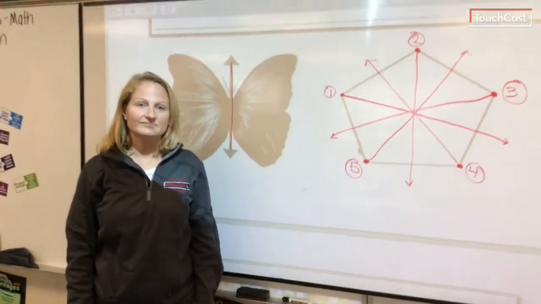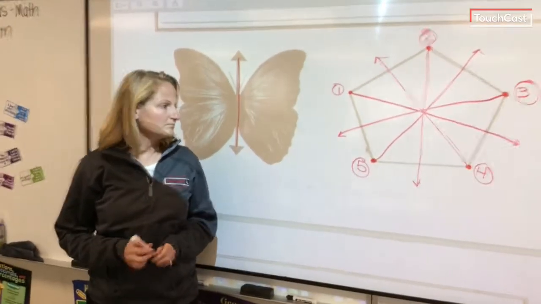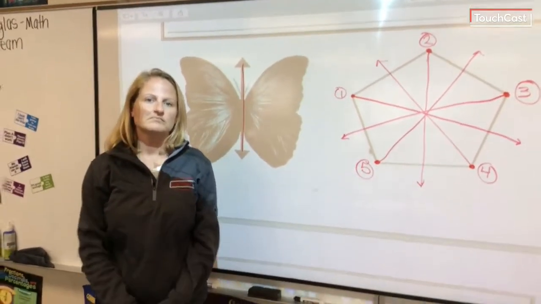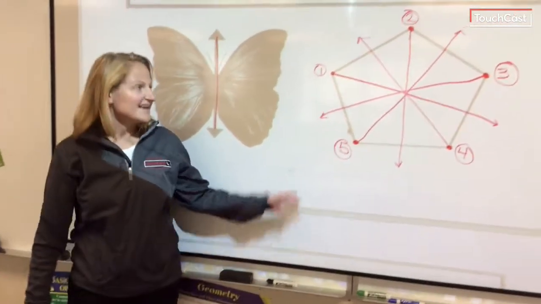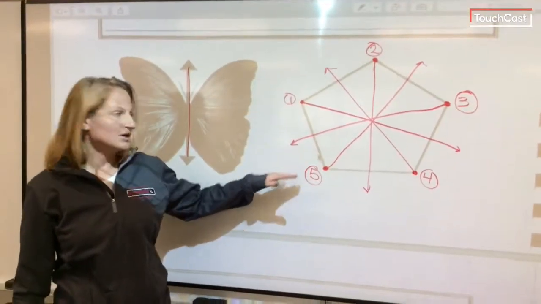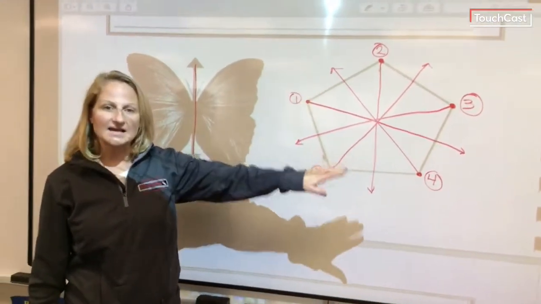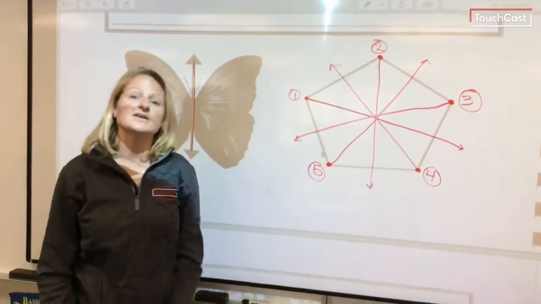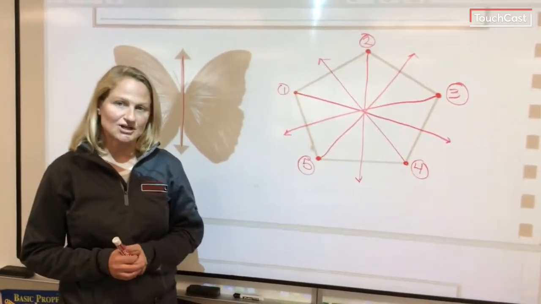Cool. Mrs. Tiglis, is it true then? Because I noticed it's a five-sided figure, a pentagon, and it has five lines of symmetry. Is that what we should always look for? Yes. As long as it is a regular figure, which means that all of the sides are the same length, then however many sides that figure has, that's how many lines of symmetry it would have.